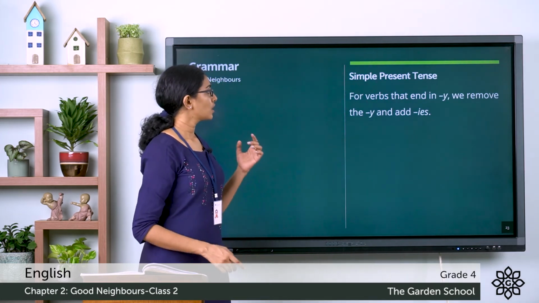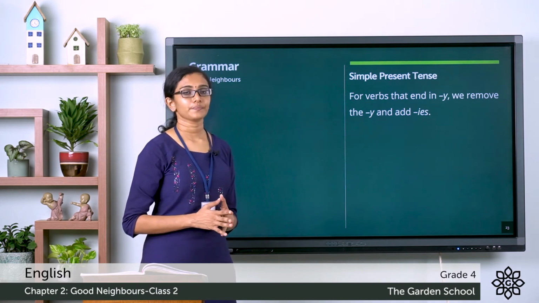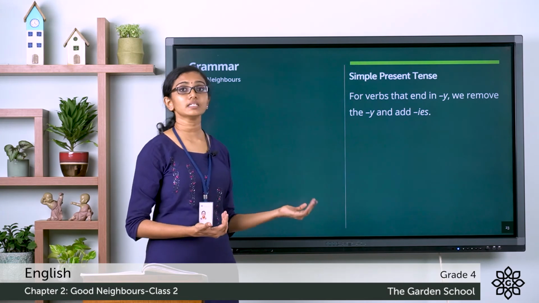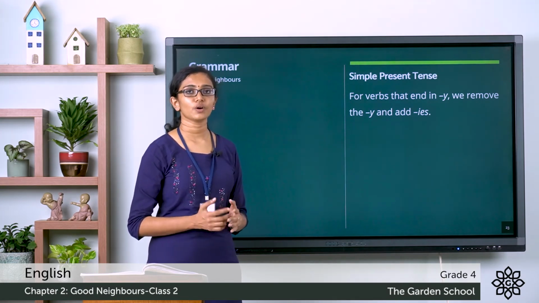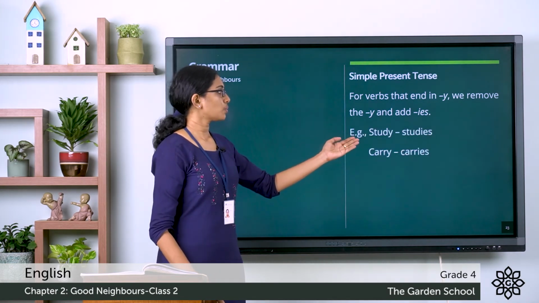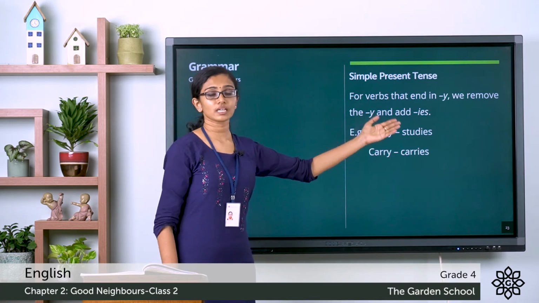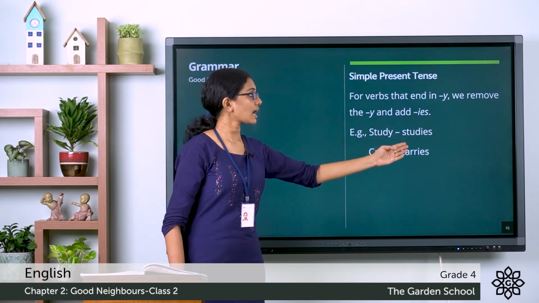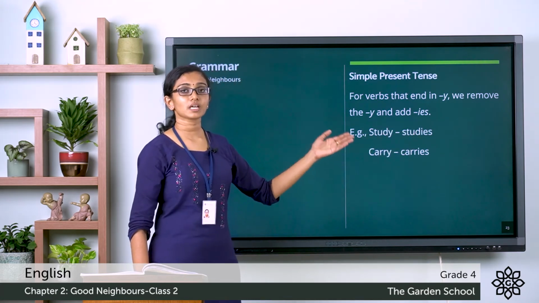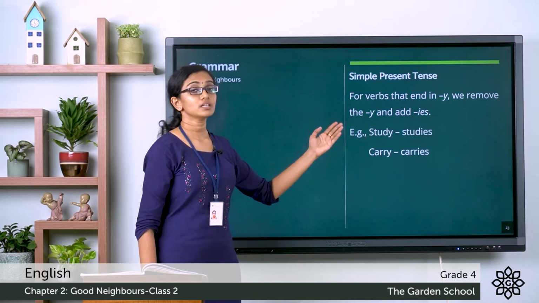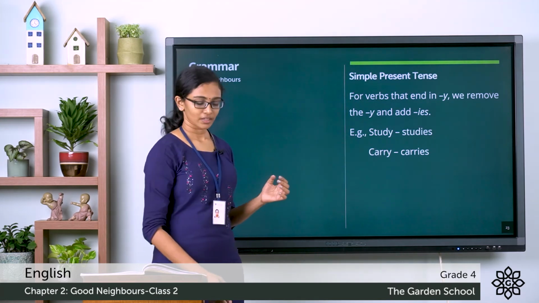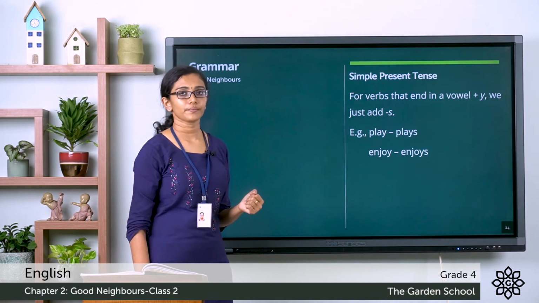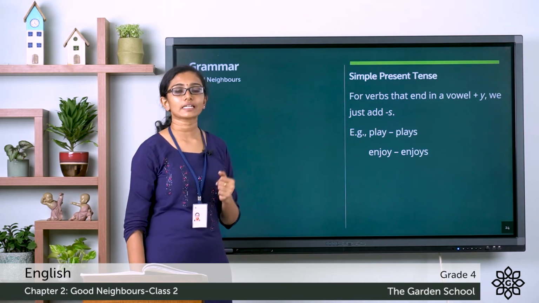Now, for verbs that end in y, we have to remove the y and then add the suffix ies. For example, the root word study, when it is used in the simple present tense form, you are removing the y and adding ies to it so that it becomes studies. Carry, carries. Clear?